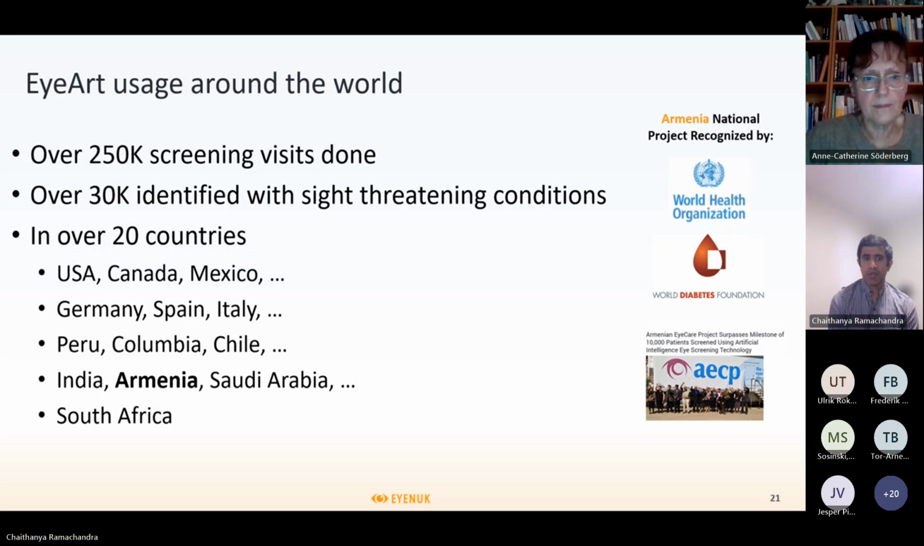And it's a nationwide screening program where images are captured using these fundus cameras that go around maybe in vans, trucks, and then these images are, of course, sent to us, and we send them back immediate results. And this has led to over 20,000 patients being screened to date. This work was recognized by WHO and also the World Diabetes Foundation.